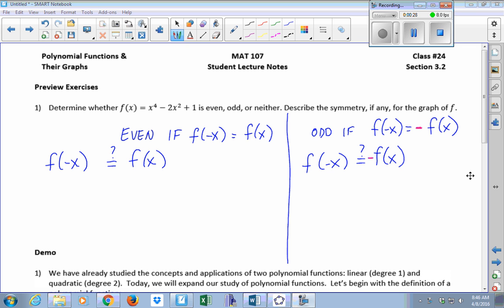Is there any picture in your brain that you recall about either of these ideas? Is there anything that goes on that helps you? Yeah, Felicia? Looking at the exponents. Okay. And what did you remember about that?